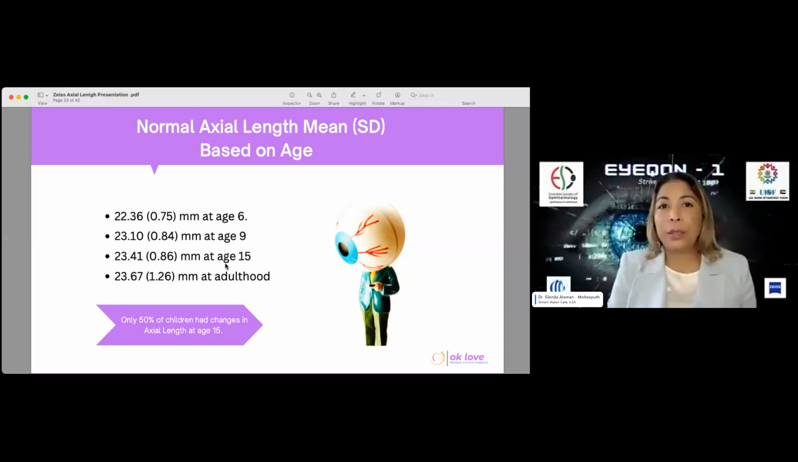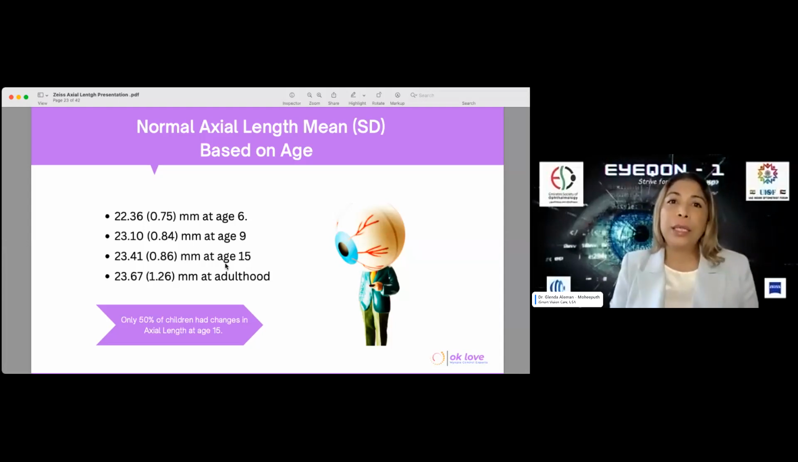These are based on the study that Tideman did in 2018, one of the most popular papers being used in the space for myopia management right now. These were their results. They did a meta-analysis of over 1,200 European children. So it's important to understand that these results are based on a European children population, so there are going to be slight differences depending on the cohort that was used for the studies.